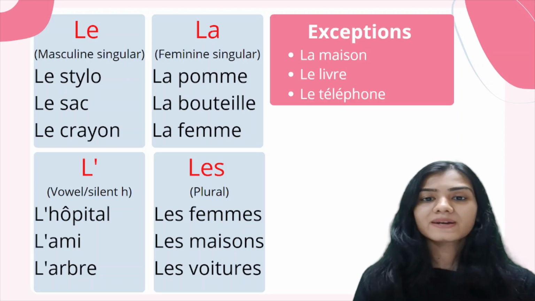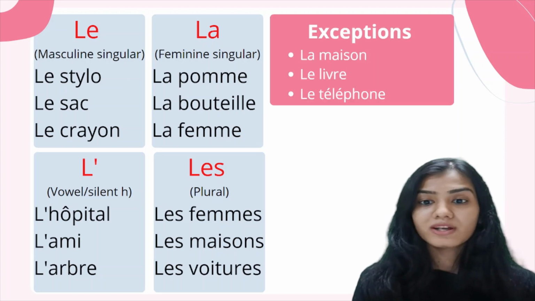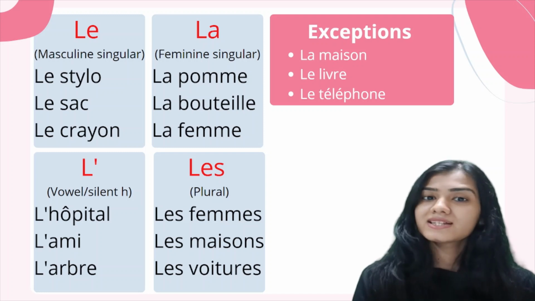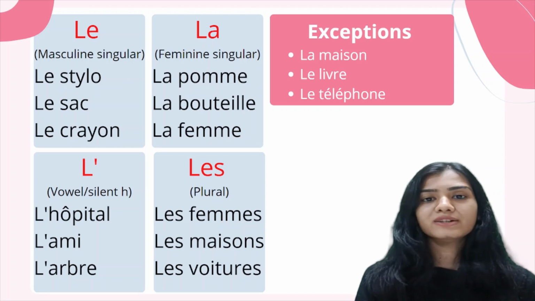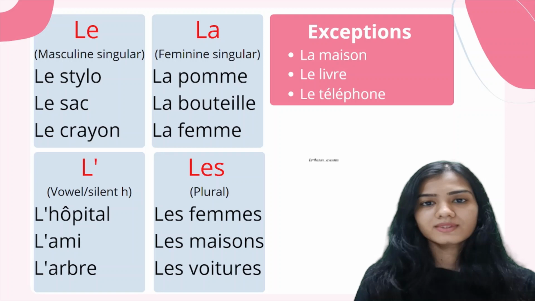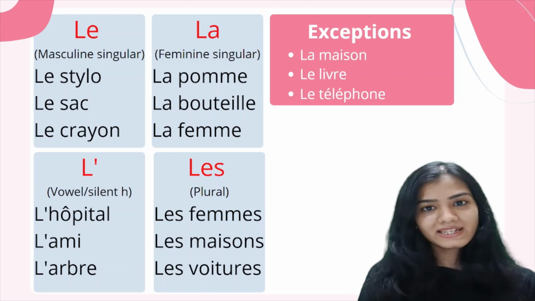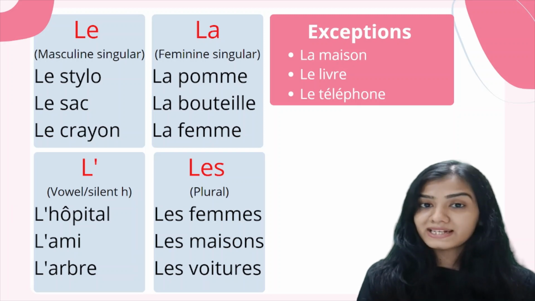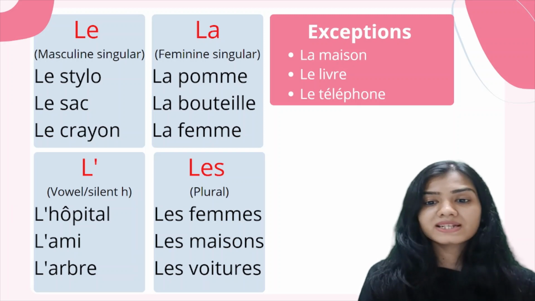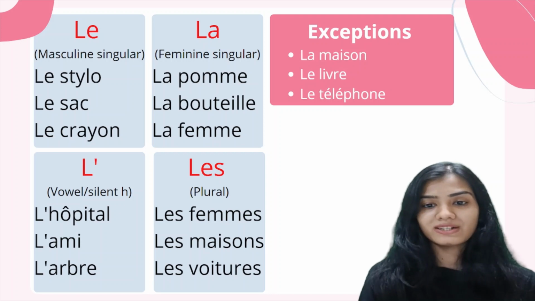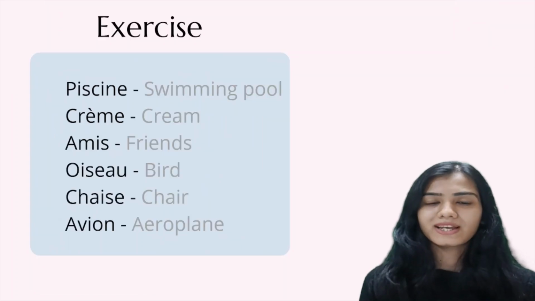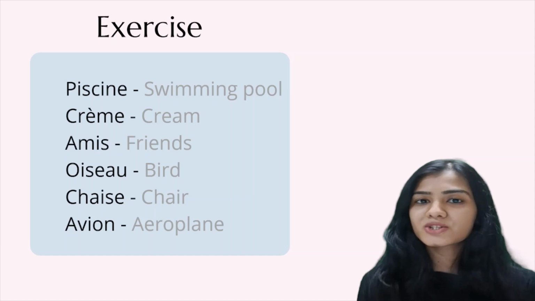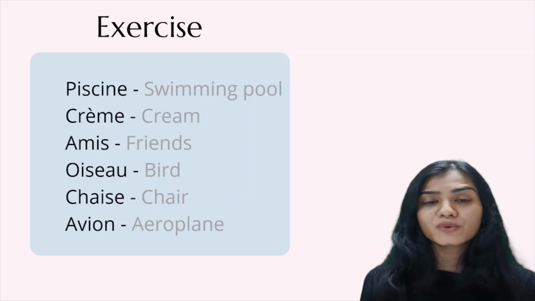As I mentioned, there are going to be a lot of exceptions as well. Exceptions like la maison. It's not ending in E, still it's going to fall under the feminine gender category. Le livre, it's ending in E, still it's going to be masculine in gender. Le téléphone, it's ending in E again, but still it is going to be masculine in gender.